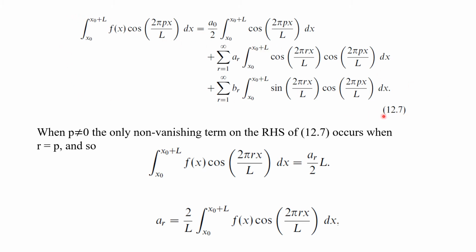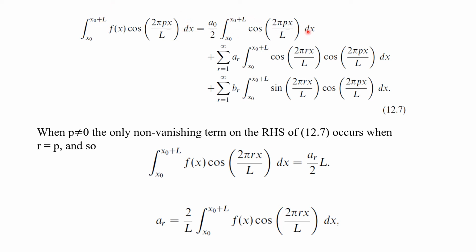Again, from the same function, when p is not equal to 0, the only non-vanishing term on the right-hand side of this equation occurs when r is equal to p. Applying the orthogonality conditions, we get that the integral from x₀ to x₀ plus L of f(x) cosine 2πrx over L dx is equal to aᵣ over 2 times L. So what happens is, when r is equal to p, this one here becomes r, and this equation stays the same or is left unchanged.